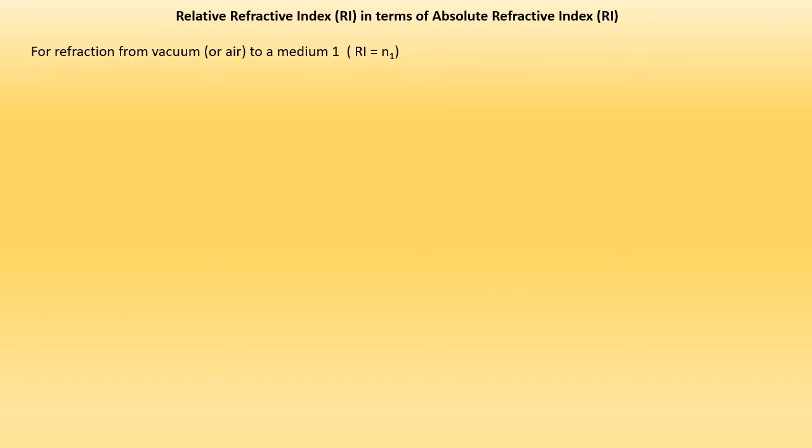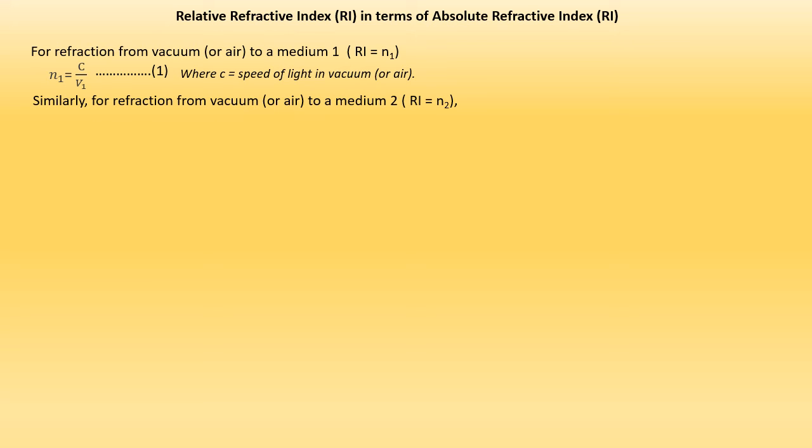For refraction from vacuum to medium 1, the refractive index is n1. We can write it as n1 = c / v1. We consider this as equation 1, where c is the speed of light in vacuum. Similarly, for refraction from vacuum to medium 2, which has a refractive index n2, n2 = c / v2. We consider this as equation 2. From equations 1 and 2, when we divide n2 by n1, we get v1 / v2. We consider this as equation 3.